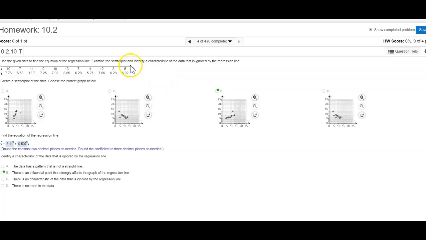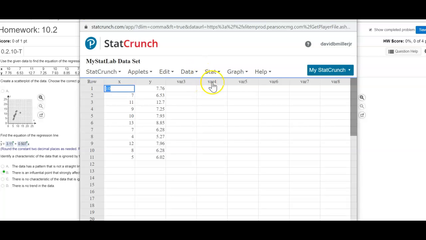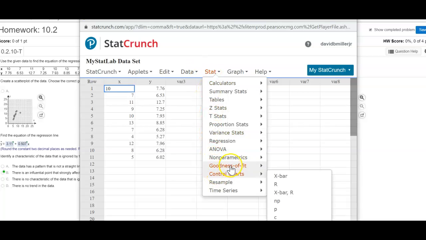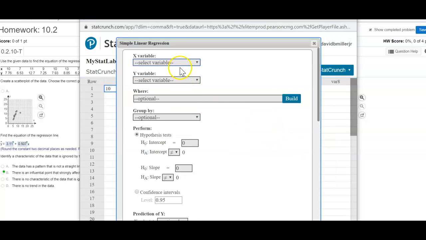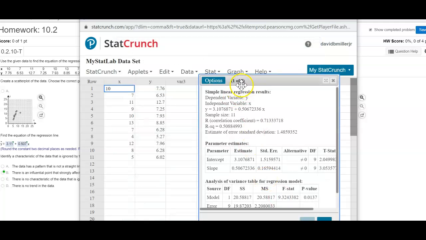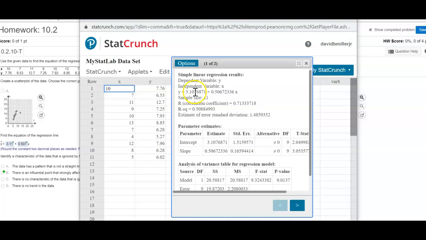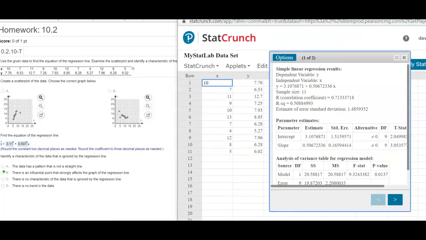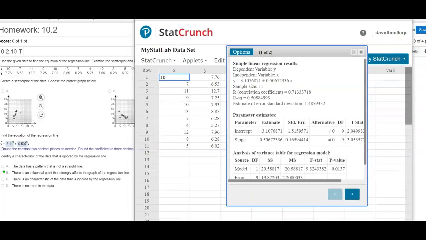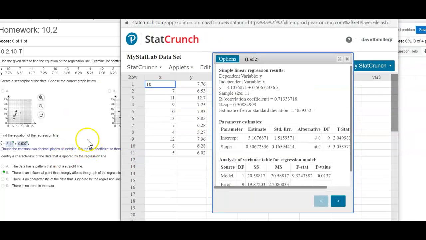Question 4 is a similar deal. You can click this, pop open StatCrunch, immediately go to Stat, Regression, Simple Linear, X and Y, compute. You get this time 3.11 and 0.51 or 0.507 depending on how many decimal places they want. This says 2 decimal places, which I find a little weird. Oh, 3 decimal places on the coefficient, I see. So you have to pay attention to their rules here.